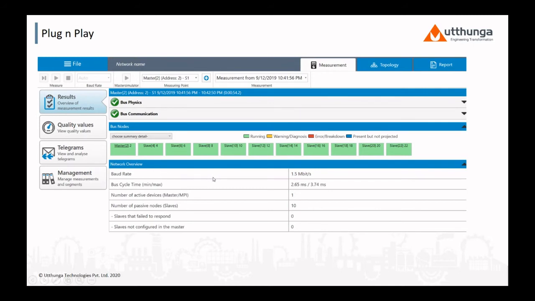Immediately, you can identify the real-time baud rate in the system, the bus cycle time, the number of active masters, how many PLCs are connected, and how many passive nodes are connected as slaves. Even slaves that fail to respond are also counted, even those not configured to your master system. If you have an electrical drawing, everything will be shown in the network, but somehow after some updates, maybe some devices are not configured and you're not aware of which devices are not configured. If you connect the PBQ1 device, you can identify how many devices are not configured in the system.